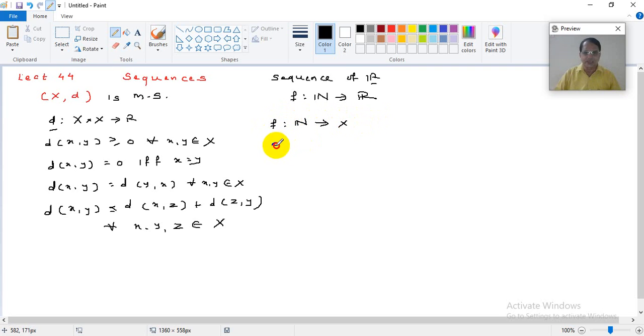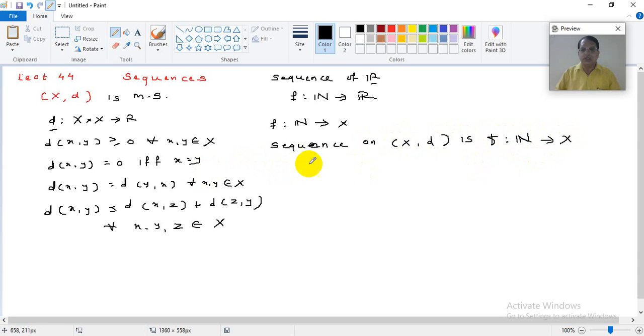So a sequence on a metric space (X, d) is a function f from the set of natural numbers to X. This is the sequence.